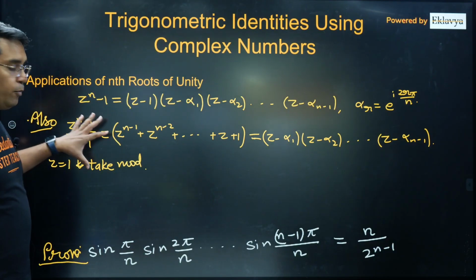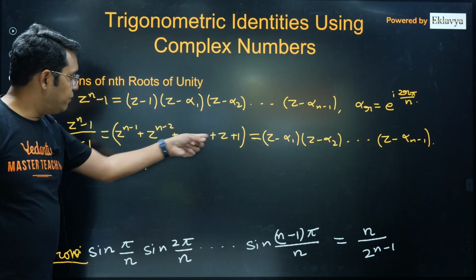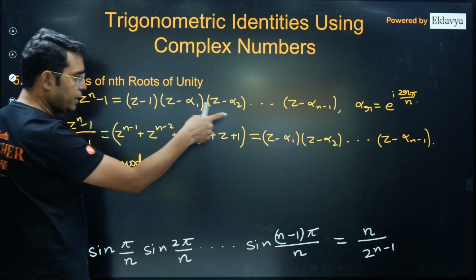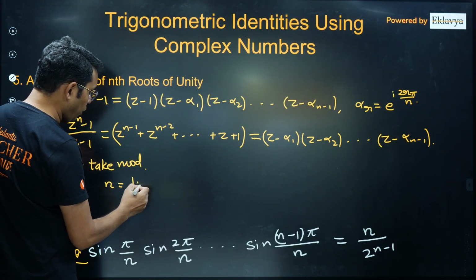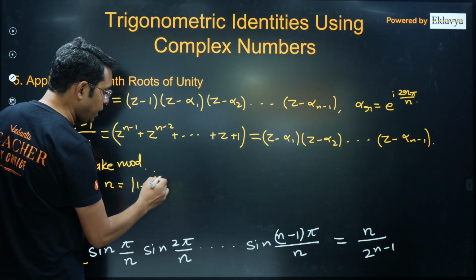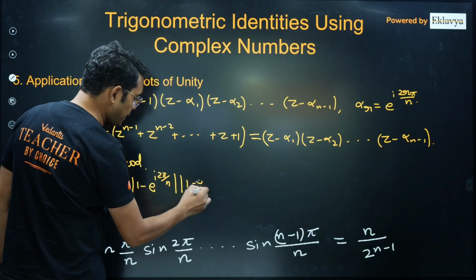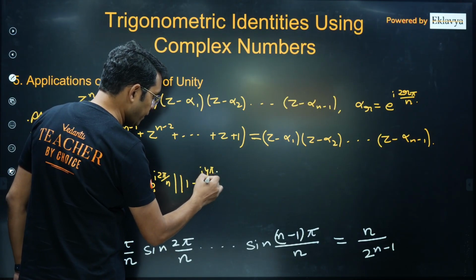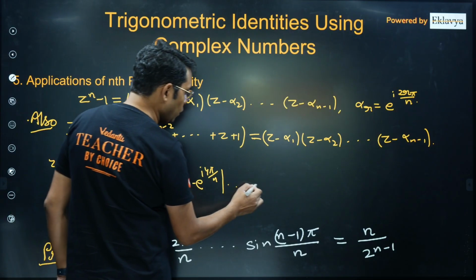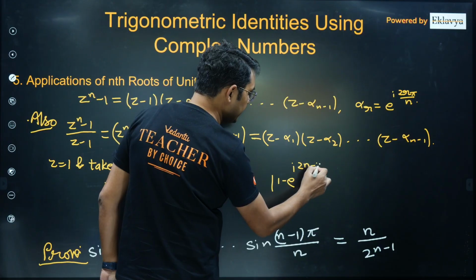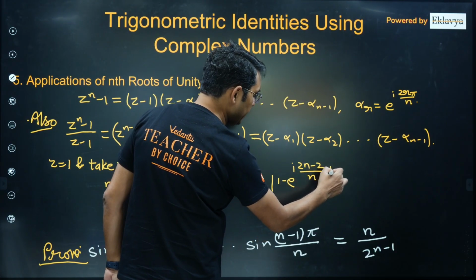If you put z is equal to 1, this side will become equal to n, and on the right side it will be mod of 1 minus e power iota 2 pi by n, then 1 minus e power iota 4 pi by n, and so on, 1 minus e power iota 2n minus 2 upon n into pi.